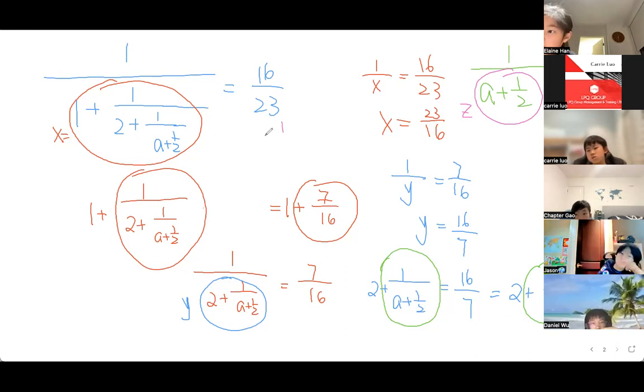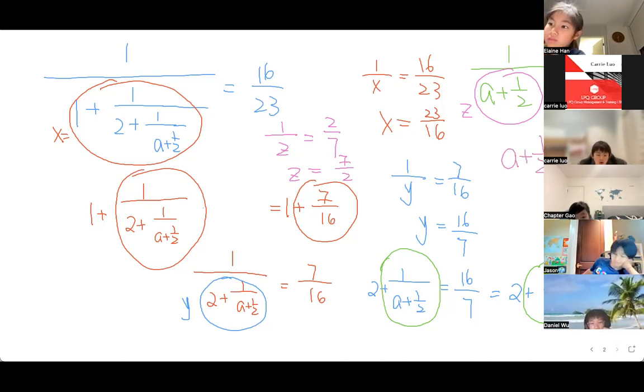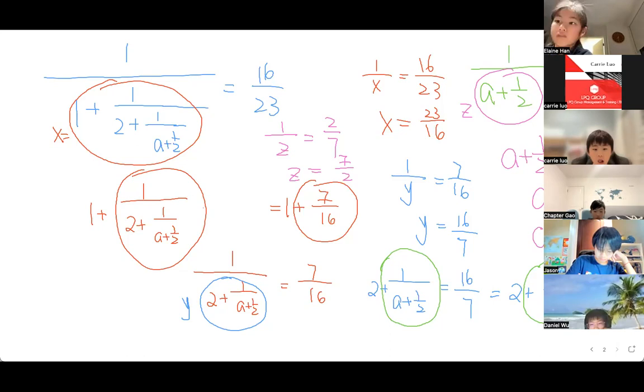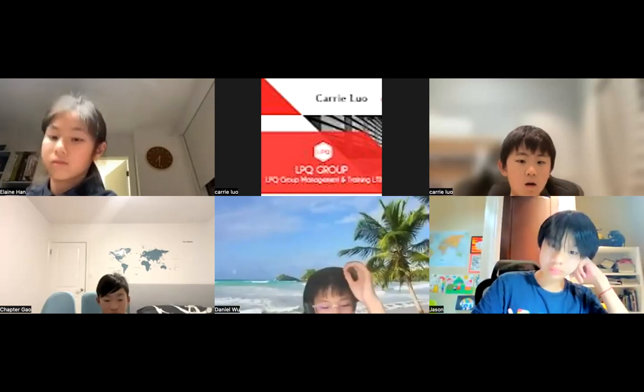So 1 over z equals 2 over 7. So z equals what? 7 over 2. Very good. So we have a plus half equals 7 over 2. So a equals 7 over 2 minus 1 over 2. So a equals 6 over 2, which is 3. Get it, everybody? Okay, I think this time is very clear enough, right?